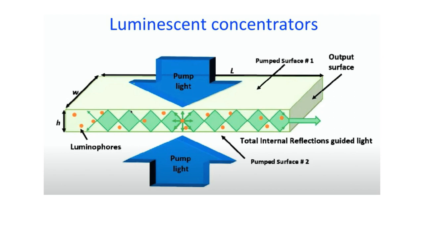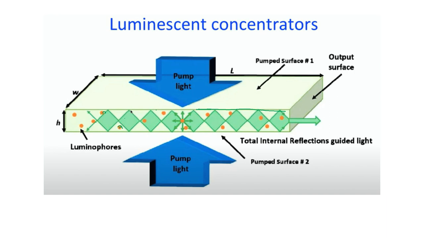Luminescent concentrators are something like, suppose this is a cuboidal cavity. Initially you use a pump light. From the surface, this pump light falls on materials on the surface, on this light green portion here. Inside, there are some emitters highlighted by this orange color. As this light is pumped in, the material on the wall glows up, and this is used to excite these luminophores.